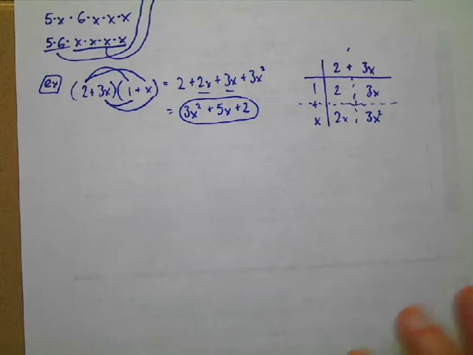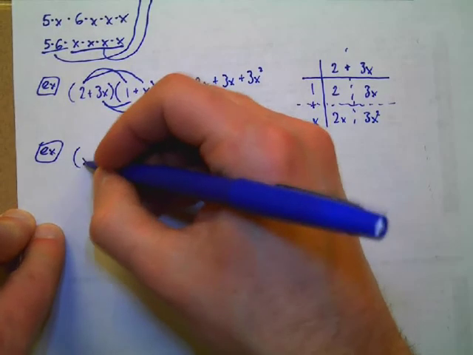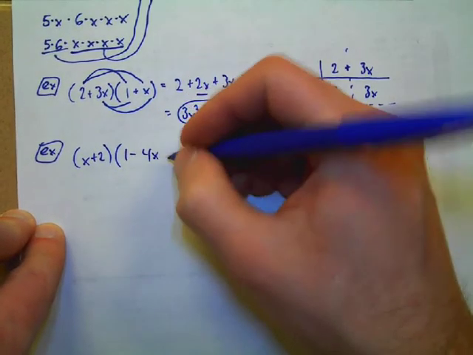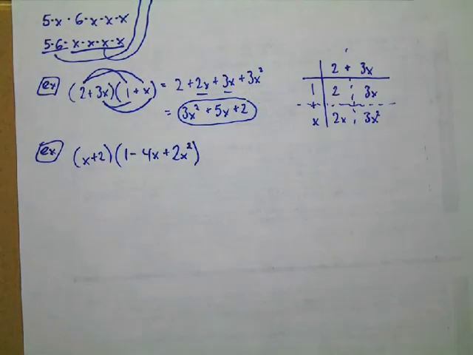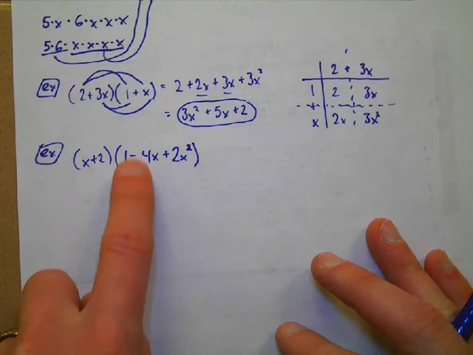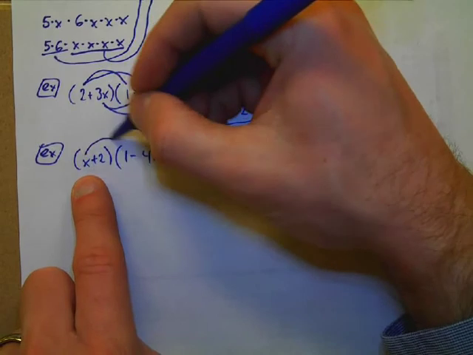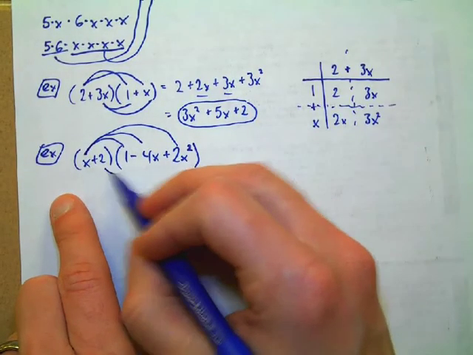I'll show you one more here, and then I'll have you try one on your own. Now we're going to have a binomial times a trinomial, 2 terms times 3 terms. Again, each one of these will multiply with each one of these. So x is going to multiply with the 1, the minus 4x, and the 2x squared. The 2 will multiply with the 1, the minus 4x, and the 2x squared.